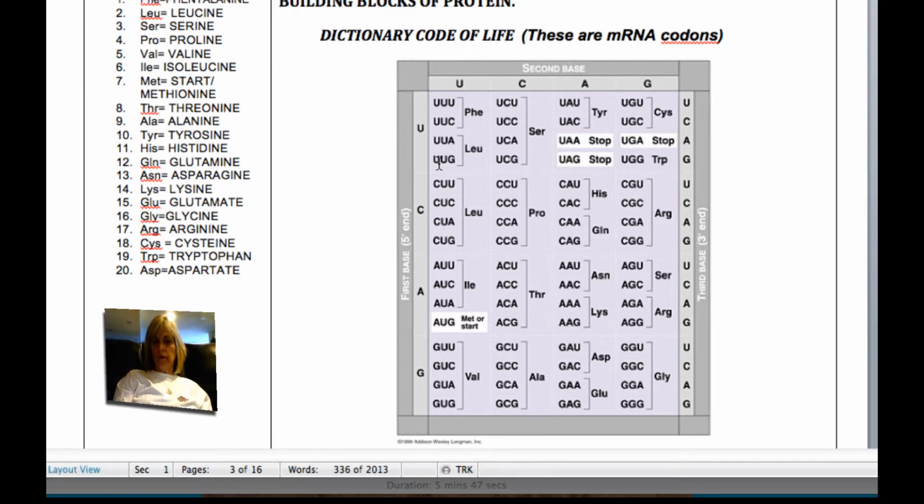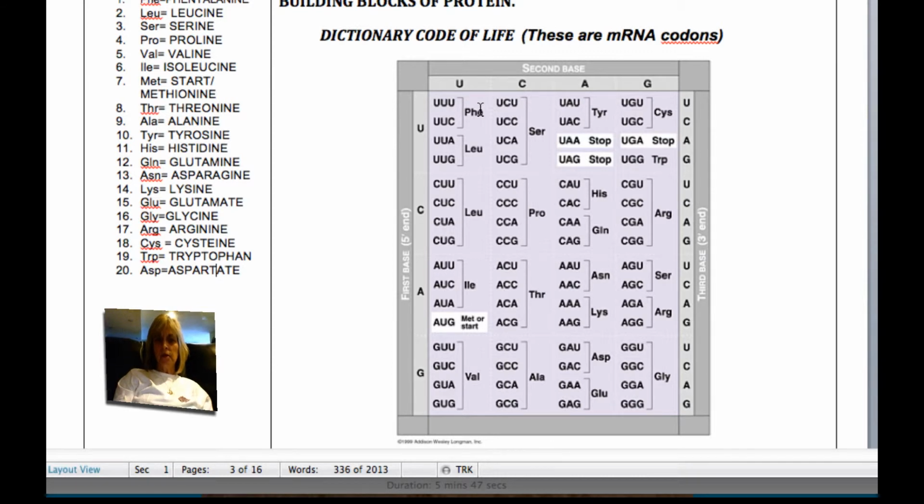If we were looking for UUU on messenger RNA, first base is U, second base is U, then we come down all the way to this U on the third base and come over, and it just so happens that UUU codes for phenylalanine, another amino acid.